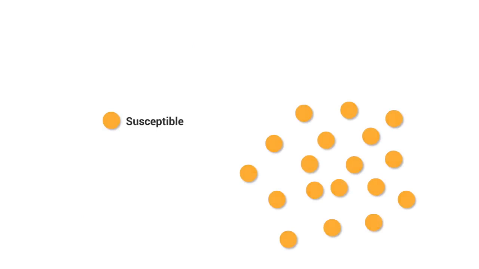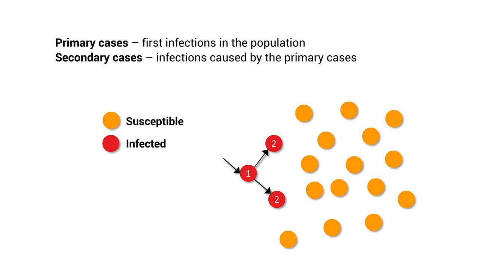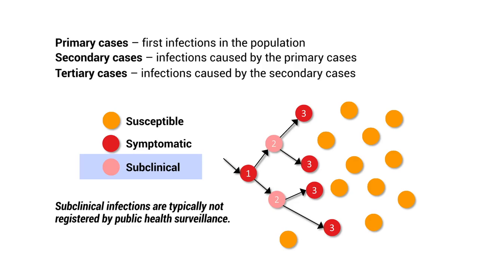When we describe an epidemic of a disease that spread from person to person in a population, the primary cases refer to the first infected cases in the population. The secondary cases refer to the cases infected by the primary cases. The tertiary cases refer to those infected by the secondary cases, and so on. For many infections, such as influenza and polio, a substantial proportion of the infected people have no clinical symptoms but are still able to infect other people. These subclinical or asymptomatic cases are typically not registered by public health surveillance.